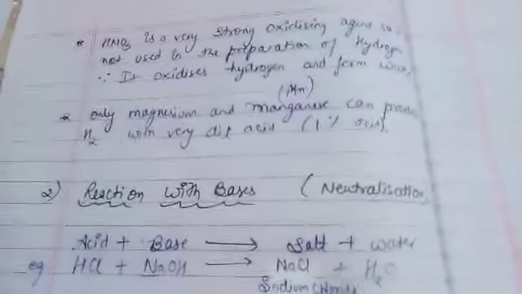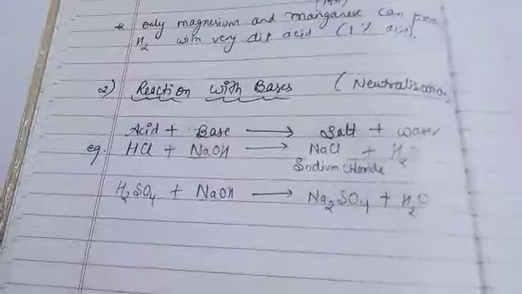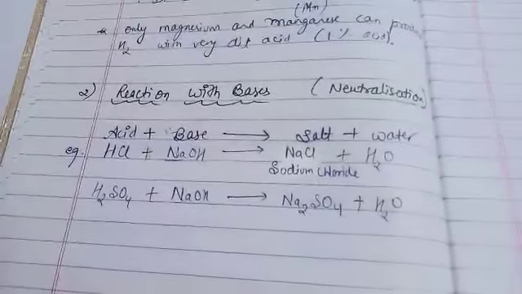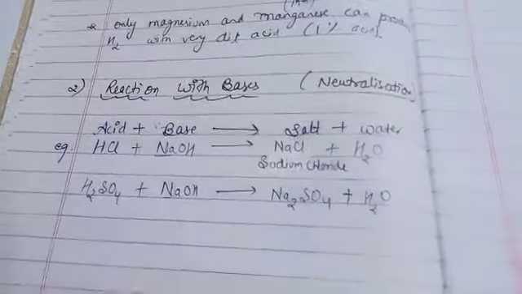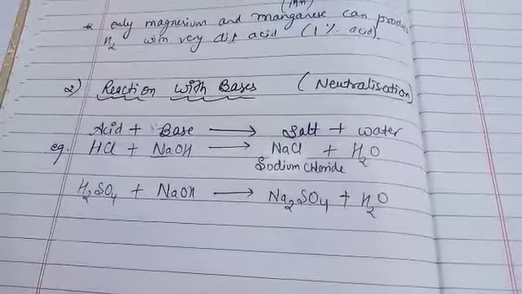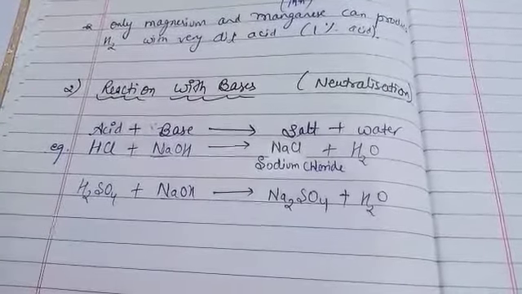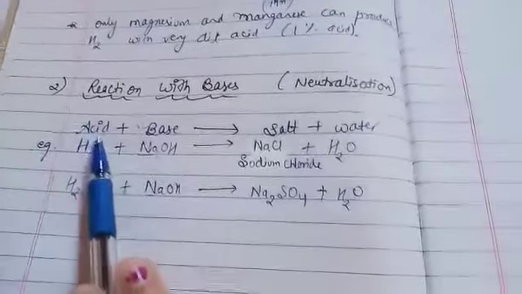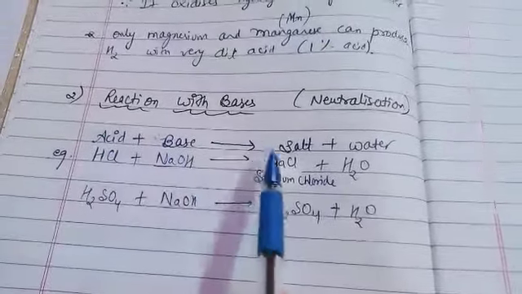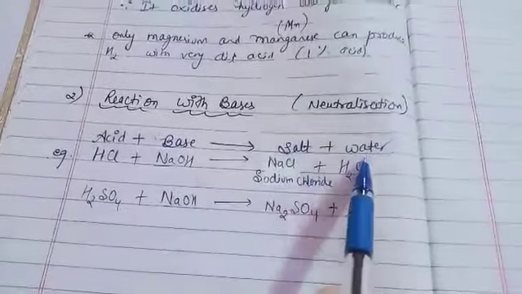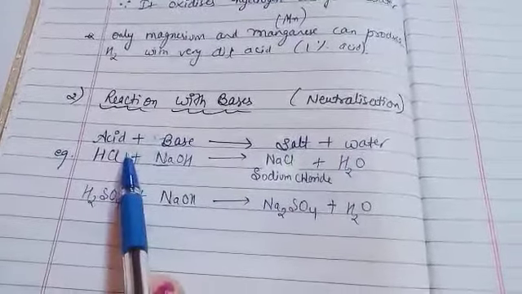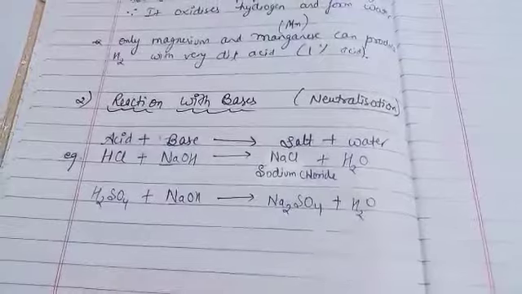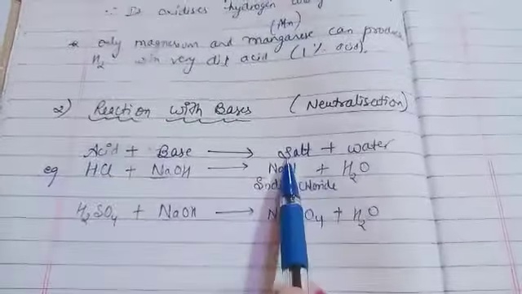Now the second one, again important, is reaction with bases. When an acid reacts with a base, this reaction is also known as a neutralization reaction. Why neutralization? Just see, acid reacts with base, it gives salt and water, meaning the base neutralizes the acid, or you can say vice versa. It forms salt plus water.